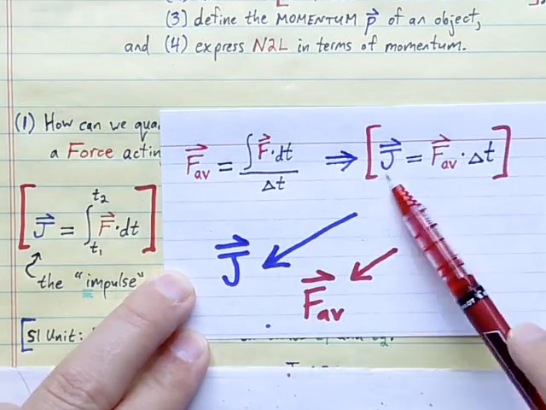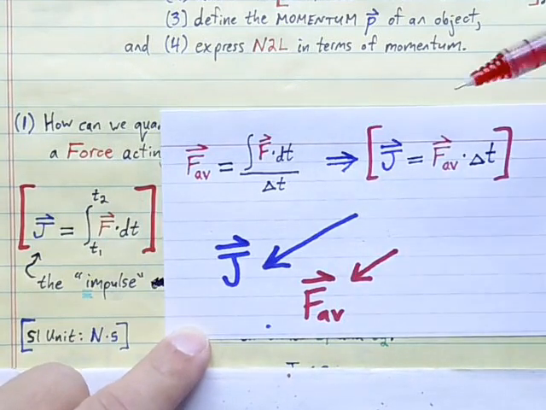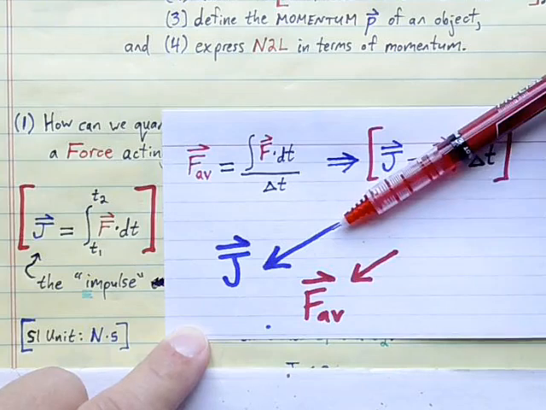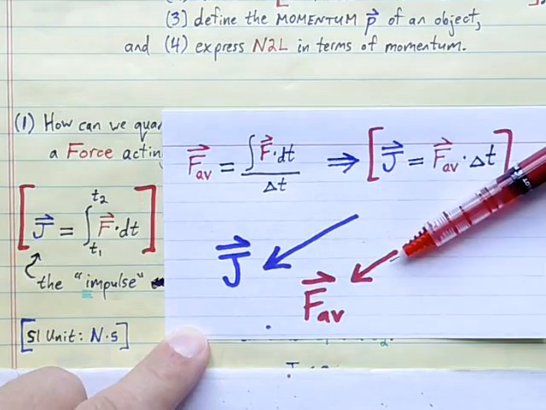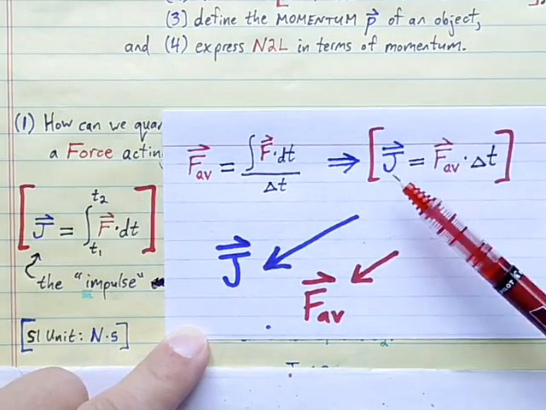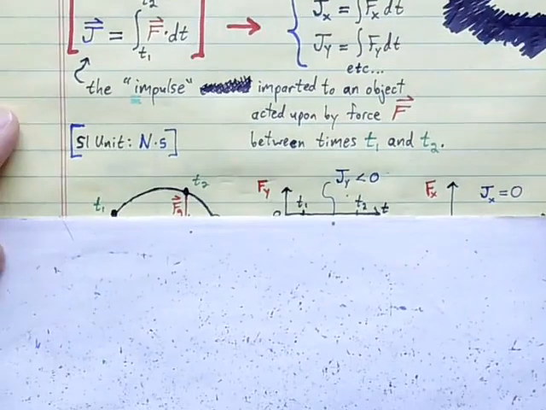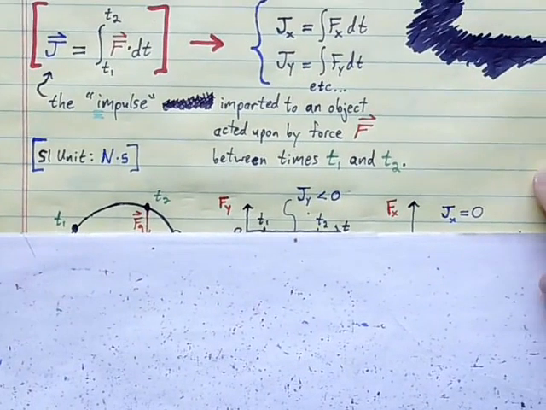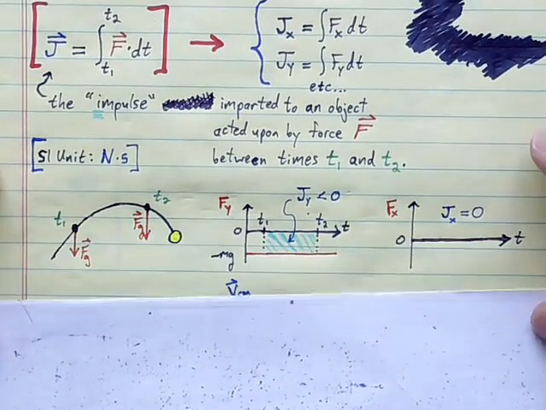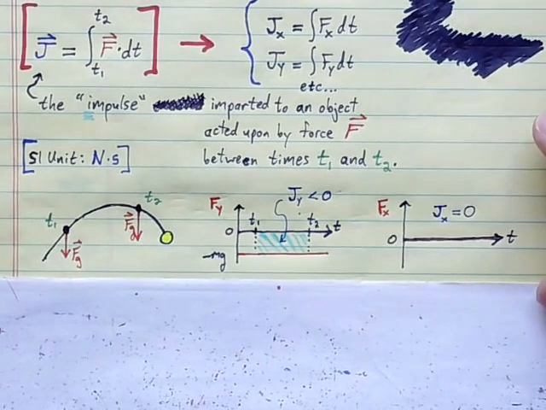This vector equation makes it more clear that the direction of our impulse vector will be in the same direction as the average force over that time interval. So impulse and average force are always parallel to each other. Okay, so let's think of some example scenarios where we might care about impulse, or where we can apply this impulse idea.